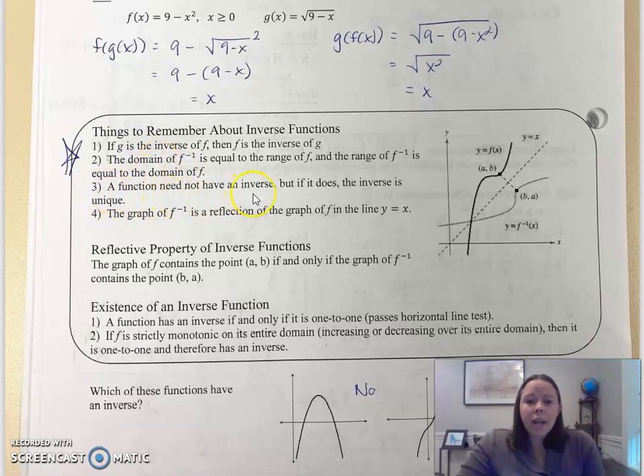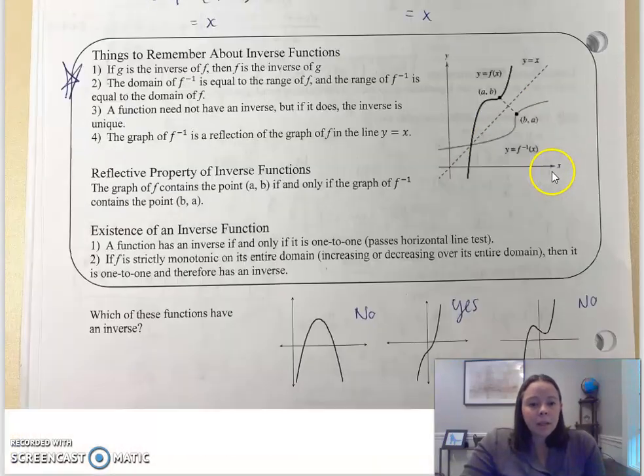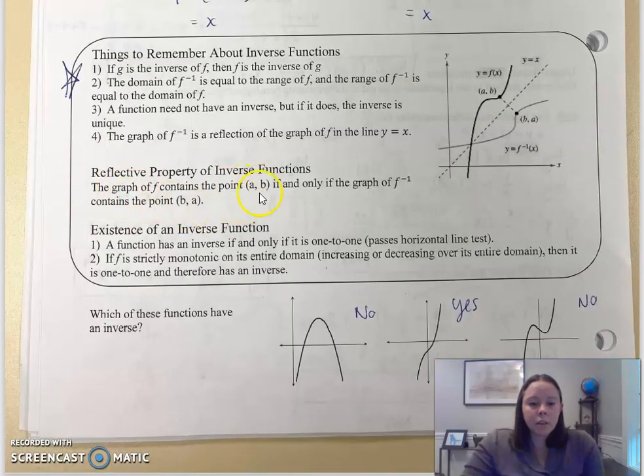A function need not have an inverse, but if it does, the inverse is unique, and the inverse is a reflection of the graph over the line y equals x. Sometimes it's hard to see what the reflection looks like, so you can always fold your paper to see what it would look like if you do the reflection. All right, then this is another thing about how if you have (a, b) on the function, then the ordered pair (b, a) would be on the inverse, so it does flip, but that can get a little confusing. We're going to use that later on in the notes.